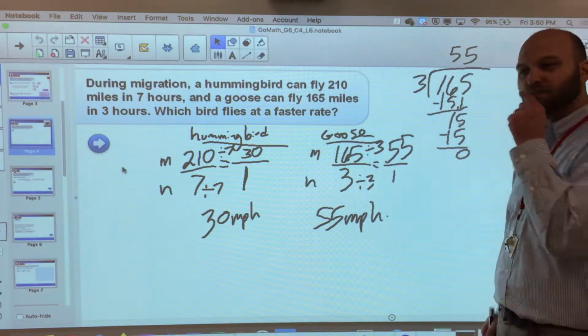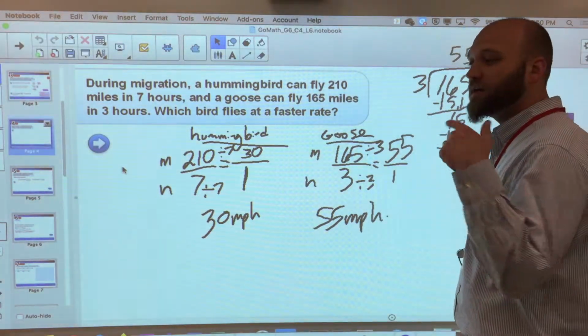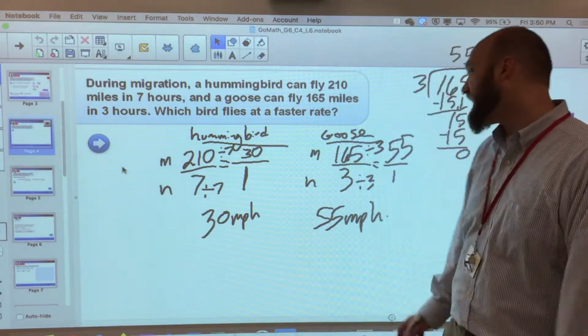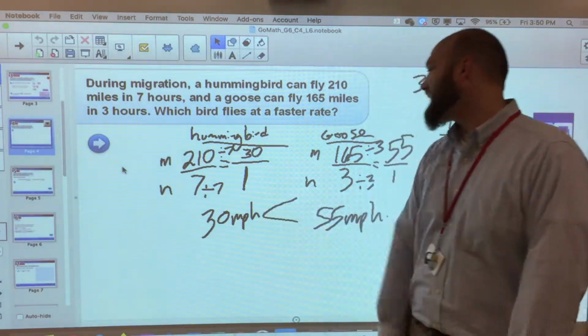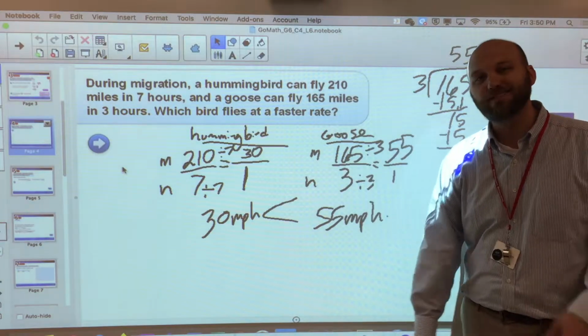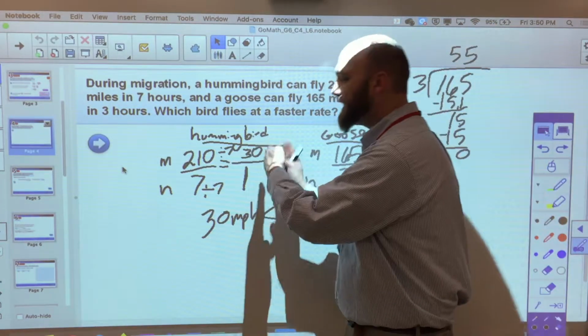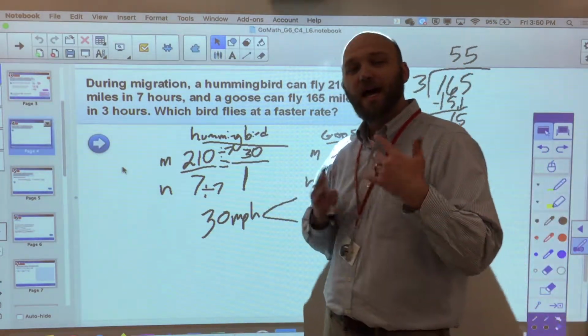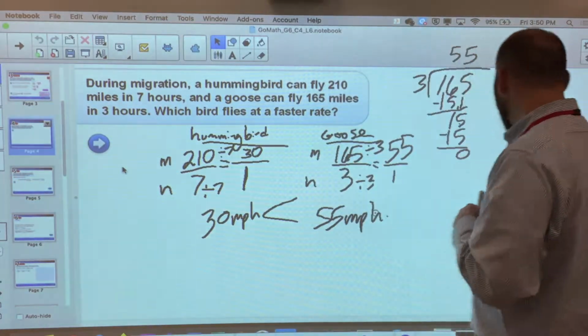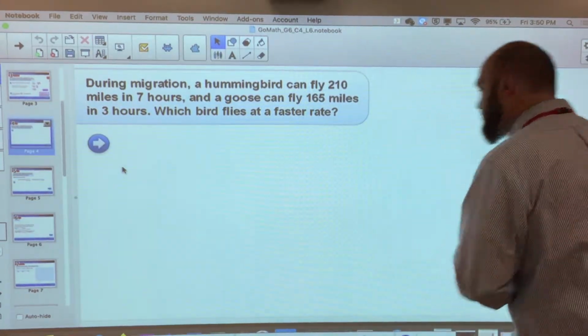So which one flies faster? Well, we know the hummingbird flaps its wings faster, but in fact the goose flies faster because 30 miles per hour is less than 55 miles per hour. So you can see by taking it down to a unit rate of 1, I can actually solve that value in comparison. So let's try just one more, shall we?